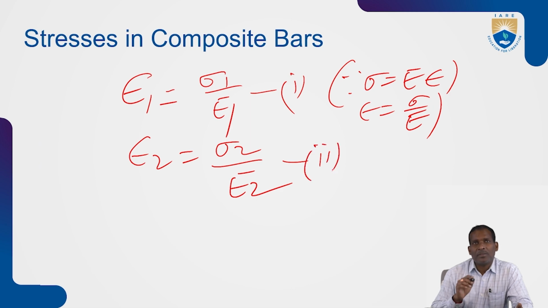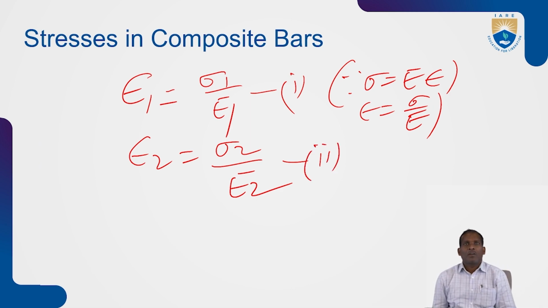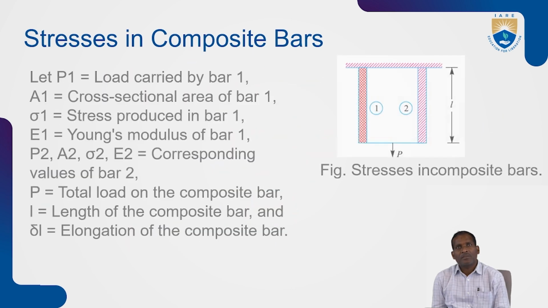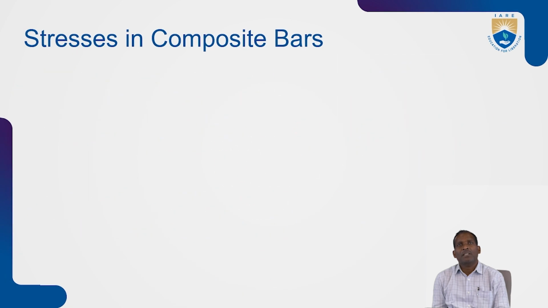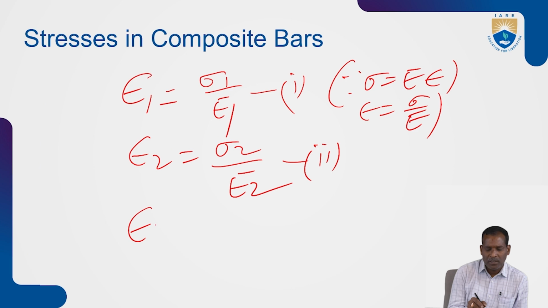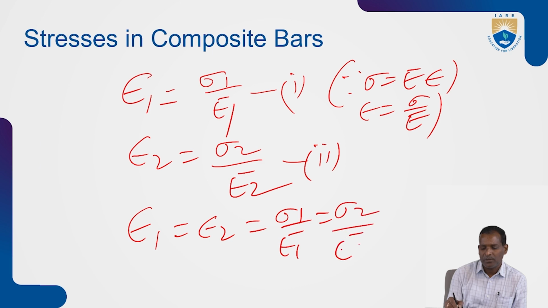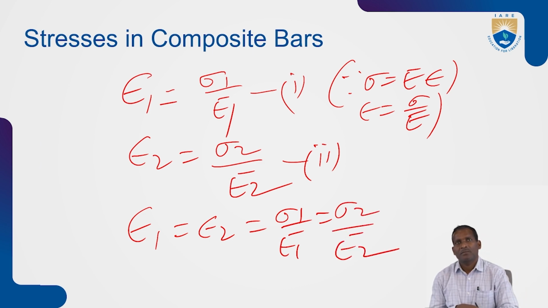As per the basic concept of a composite bar, whatever load the component is subjected to is the algebraic sum of the loads on the individual bars. The total elongation is equal. As per the definite concept, the extension or contraction of the bars being equal, the strain, deformation per unit length, is also equal. So you can write epsilon 1 is equal to epsilon 2. That is, sigma 1 by E1 is equal to sigma 2 by E2. Clear?